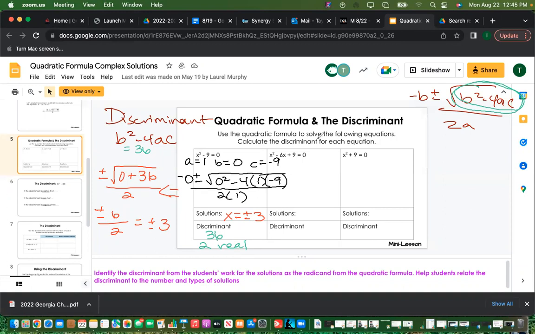What I'd like for you to do is try to take this equation and plug it into this quadratic formula. See if you can simplify it, and then we're going to talk about it.